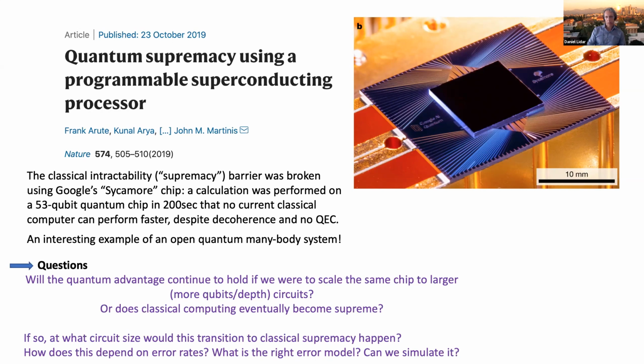How does this depend on the error rates? What is the right error model? And if we knew the right error model, could we even simulate it?